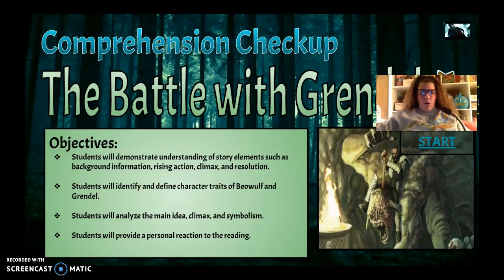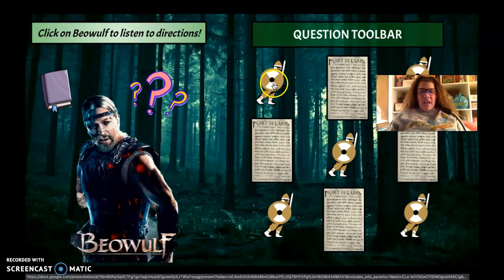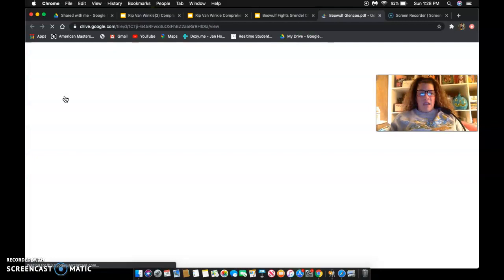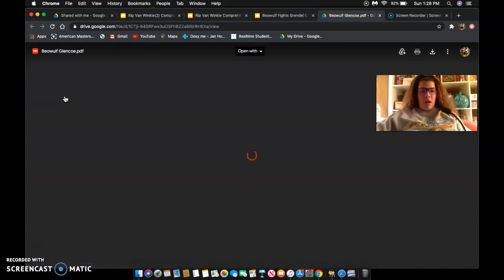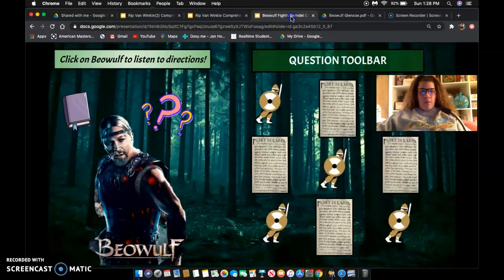When you are ready, you are going to click Start, and it's going to bring you to this question toolbar. Each link here, each symbol, whether it is a warrior or a page of Beowulf itself, will lead you to a different question. If you do not want the story to be broken up into parts, you are going to use that book, and that book will lead you right to the PDF that we've been using for the past couple weeks. You're just going to have to find the next section, which is the battle with Grendel. Just think back to what you've done the week before.